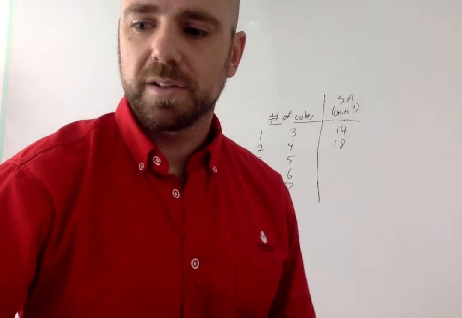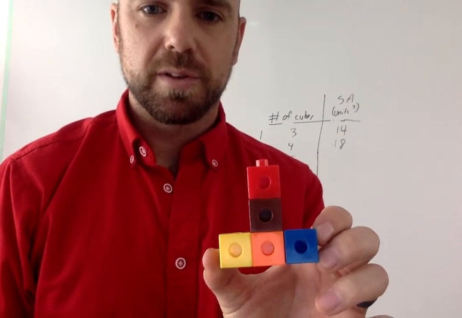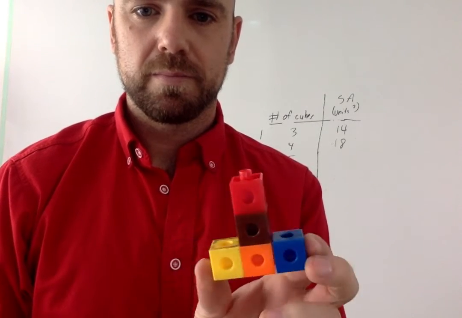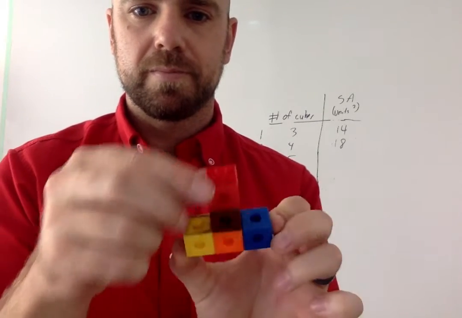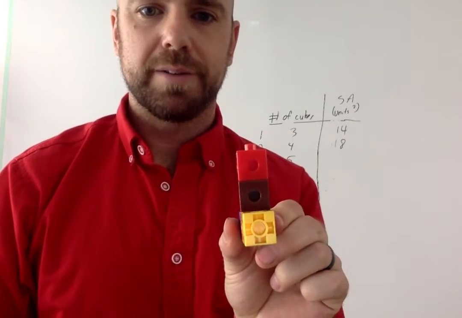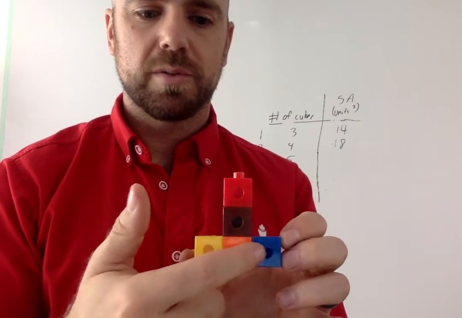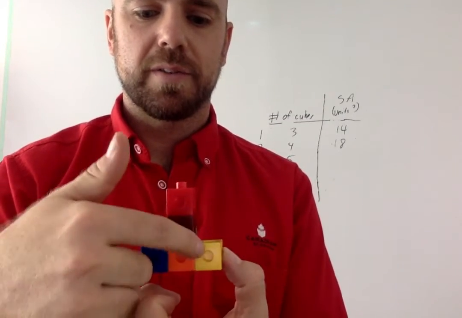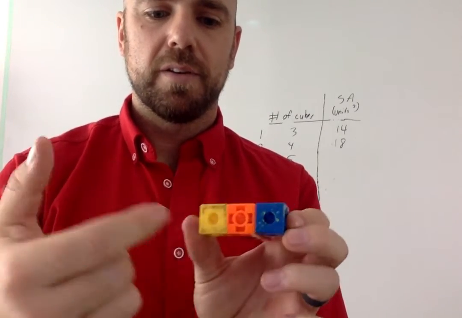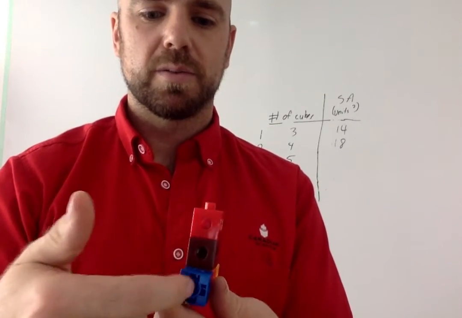Next one looks like this. Let's try to determine what the surface area is. We've got our front, back, top, bottom, side, and side. So I've got 1, 2, 3, 4, 5, 6, 7, 8, 9, 10, 11, 12, 13, 14, 15, 16, 17, 18, 19, 20, 21, 22.